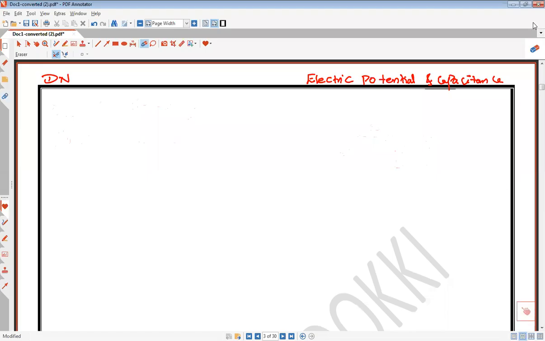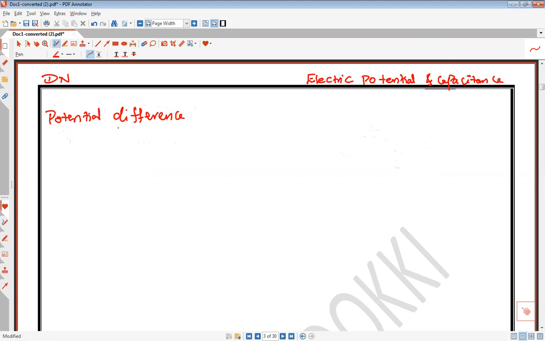Hello. In the previous classes, we were discussing electric potential and capacitance, and I have defined what is meant by electric potential, and also we have written the formula for electric potential. In this class, we will try to understand the idea of potential difference. We will learn about potential difference.